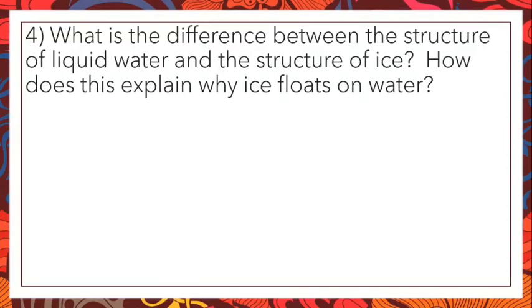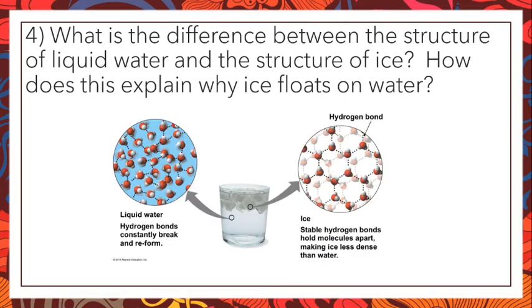Okay, question 4 asks the difference between the structure of liquid water and the structure of ice, which is solid water. And so all it really comes down to, of course, is the Lewis dot structure of water, but really it's that structure. As a liquid, the molecules are moving faster, so they don't have a definite structure.